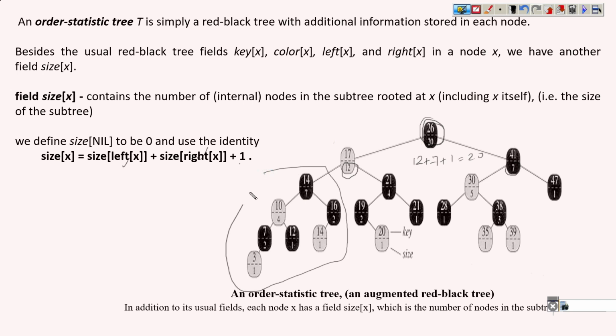So this is again a tree. I want to know what the value is for this. I can look at this: 4 plus 2 is 6, and plus 1 is 7. So this is how we can find the size field in the order statistics tree.